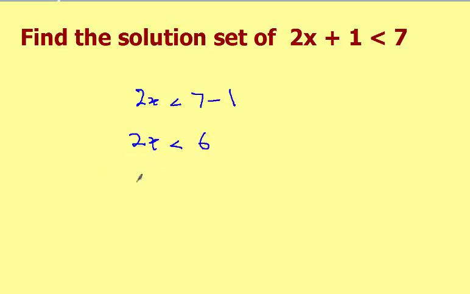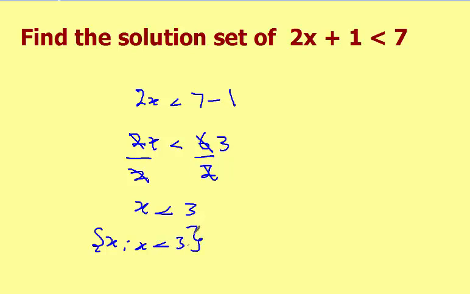So the next step is you are looking for the value of x. Let's divide here by 2. Let's divide here by 2. So 2 will cancel out 2. This 2 will cancel this out to give me 3. Therefore, x is less than 3. Being a solution set, then it's going to be s is such that s is less than 3.